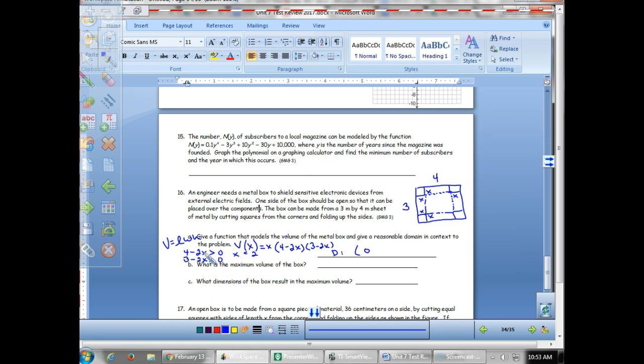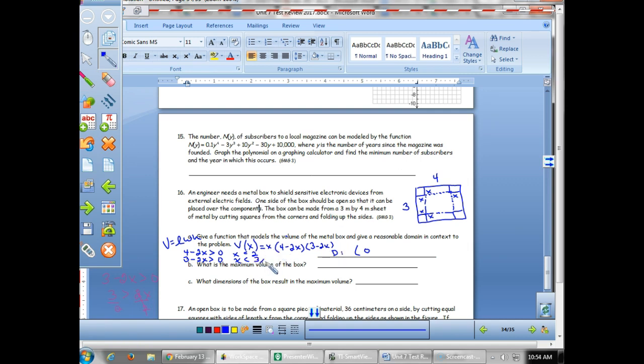So like 1 would work. 4 minus 2 would give me 2 for that dimension. That'd be fine. This one's going to be what? X must be what? Less than. Do y'all know what I'm doing here? I'm just solving. So I basically say 3 minus 2x, and then I would move the 2x over by adding, I would divide by 2, divide by 2. So x would have to be less than 3 halves.